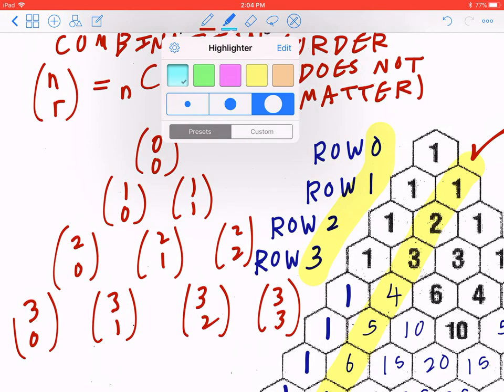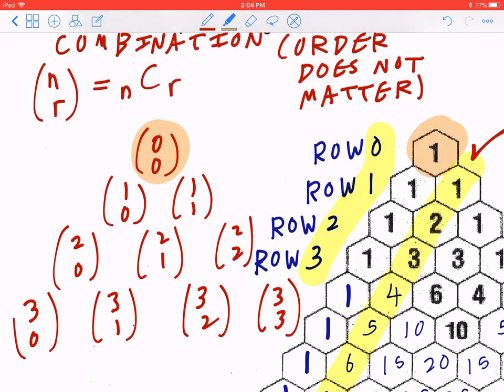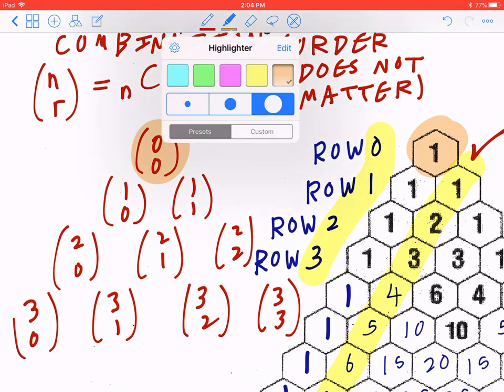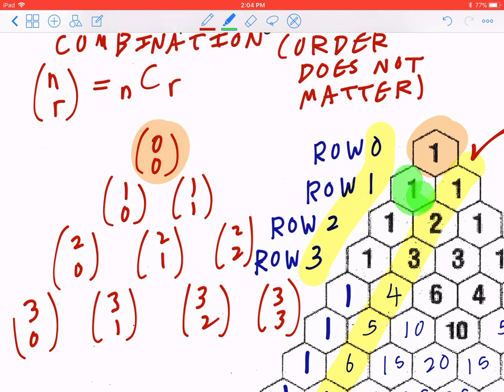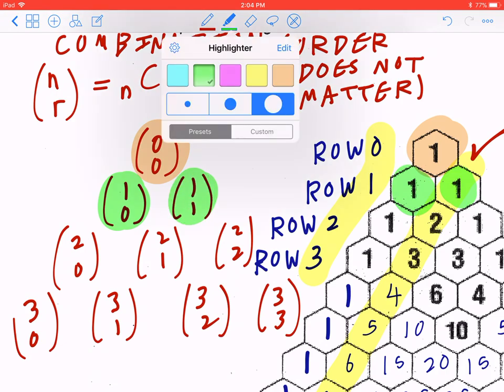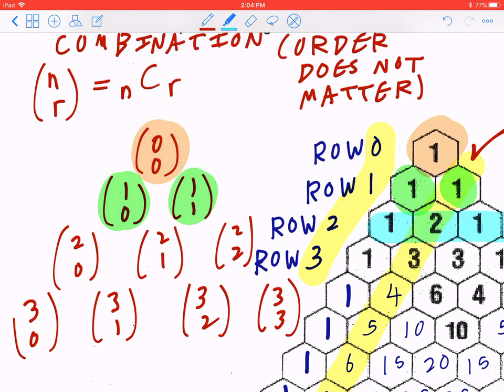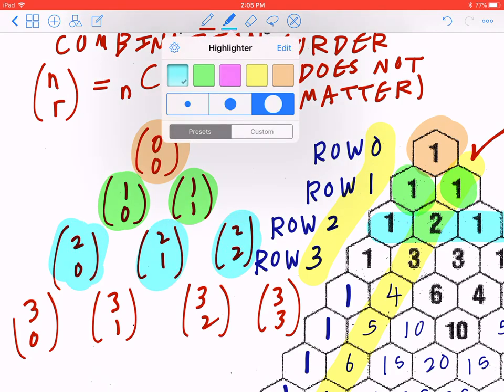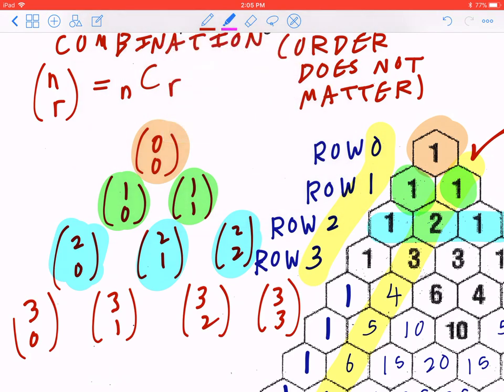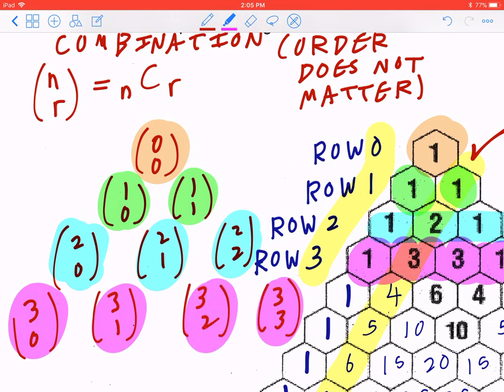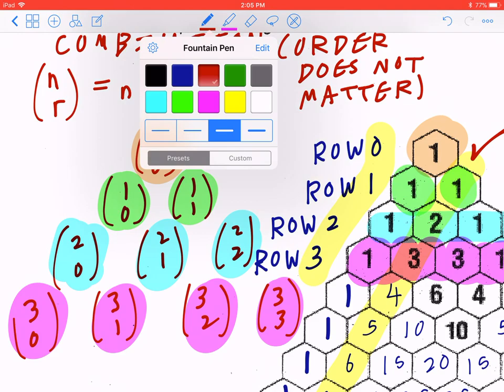I hope you can see this. What I'm trying to tell you is that 1 is the same as nothing choose nothing, and we'll talk about that in a moment. 1, 1 is 1 choose 0, 1 choose 1. Likewise, 1, 2, 1 is basically 2 choose 0, 2 choose 1, 2 choose 2. And last but not least, 1, 3, 3, 1 is 3 choose 0, 3 choose 1, 3 choose 2, 3 choose 3. So let me explain this a little bit before we officially start the binomial theorem.